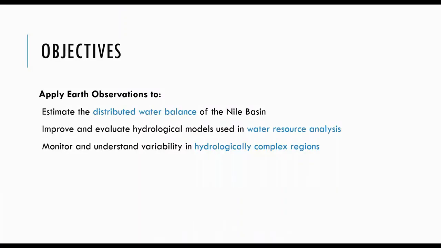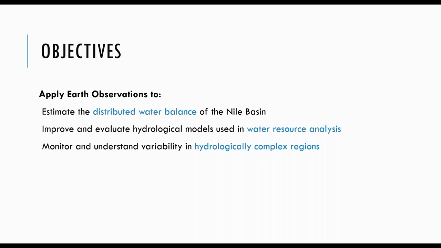There are a lot of different ways that we can use Earth observations in this river basin. I'm going to focus on three areas of application. First, our efforts to estimate the distributed water balance across the basin. Second, how we can use Earth observation to improve and also to evaluate hydrologic models that are applied in water resource analysis. And finally, I'll give an example of how we can use advanced satellite imagery to monitor and understand hydrologically complex regions. I'll be giving the example of the wetlands in South Sudan, the Sudd wetlands, which are a very difficult place to model, but some observations can help us to understand what's happening there.